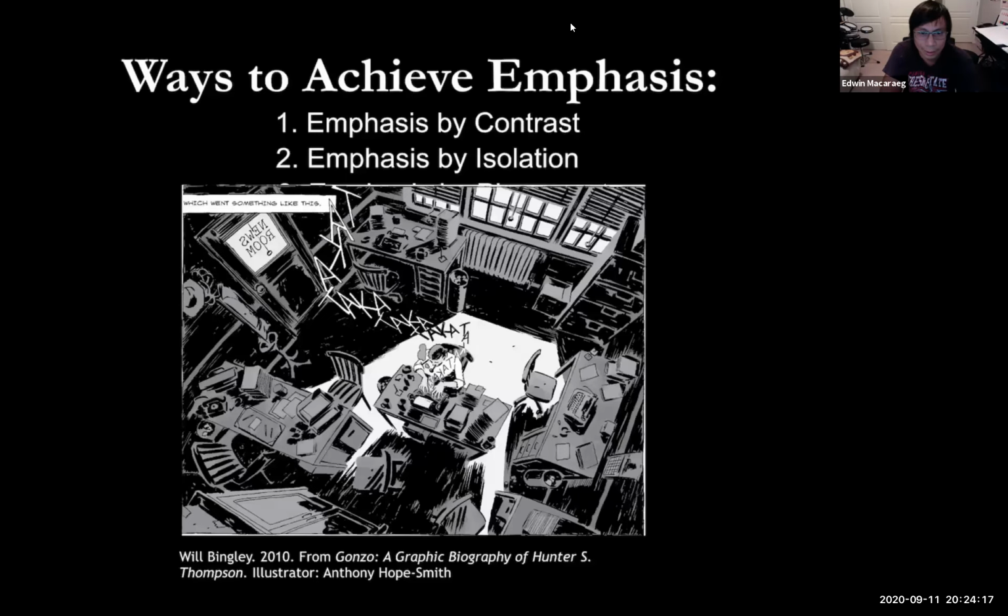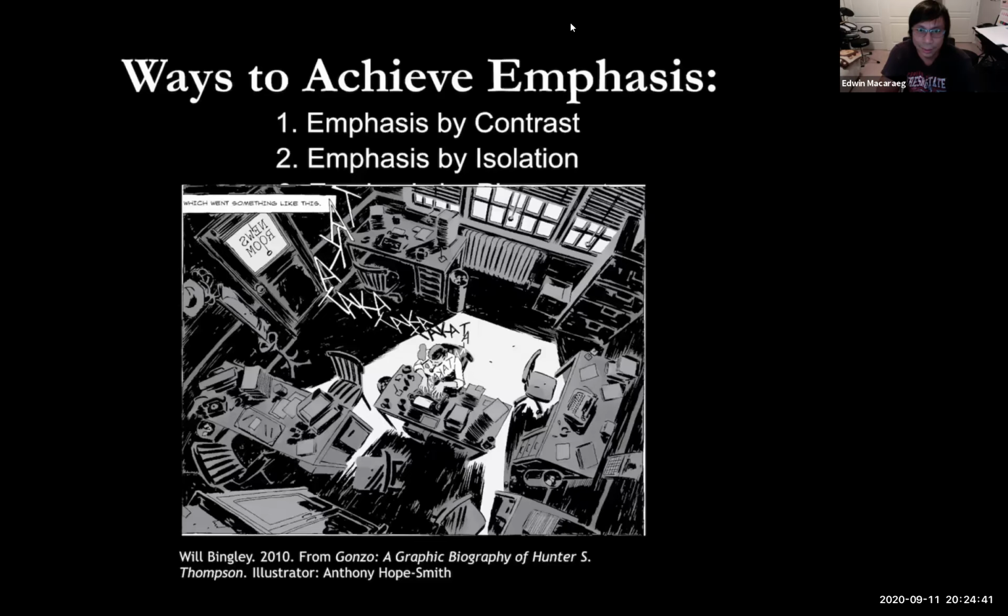This looks like an image from a comic book, which it probably is. And so we can create emphasis by contrast. So we're looking at very drastic changes in value. Wherever you see strong lights and strong darks together, you can right away say there's very strong contrast.